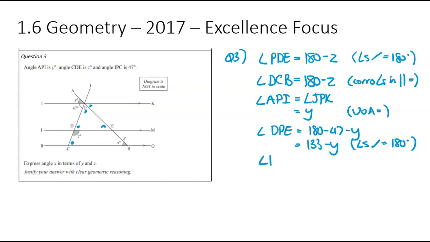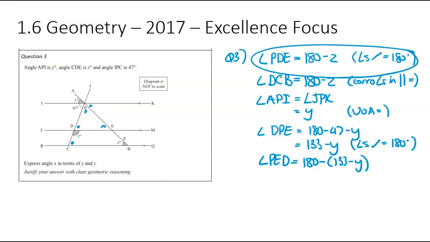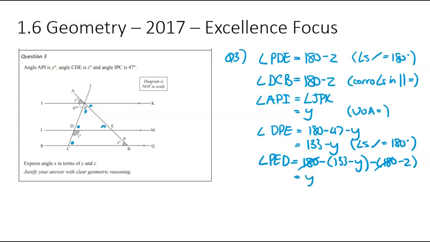So angle PED will be equal to 180 minus this angle over here, and I'm going to put that in brackets, minus 133 minus Y. And then I'm taking away the very first angle I've calculated up the top there, and that's minus 180 minus Z. Bit of simplifying to do here, but I know this 180 is going to be cancelled out by this 180. We're going to have Y, because we've got negative times negative, and then negative times negative here, so plus Z, and that's going to become negative 133.